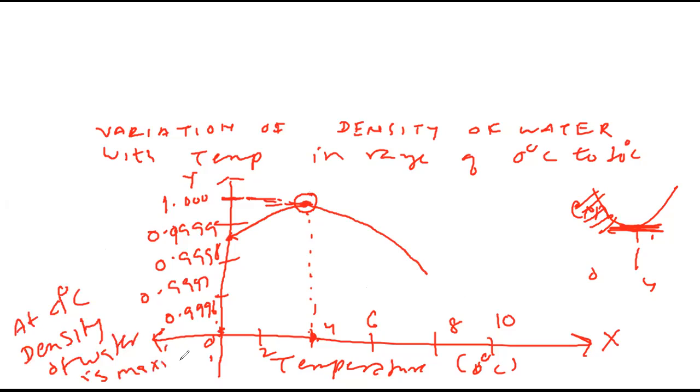This they can ask again as MCQ. Volume is minimum, density is maximum. So whenever it is at 4 degree, then the water will not rise, but it will sink because its density is maximum. It becomes heavier. Please draw the diagram.